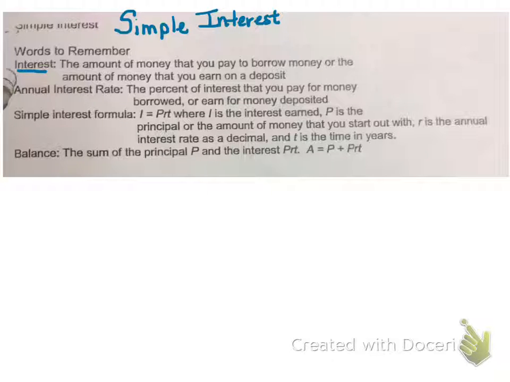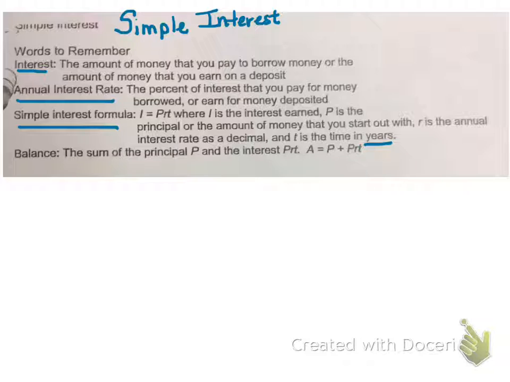There's an annual interest rate. They'll usually tell you that in the problem. This is the percent of interest that you pay for money borrowed or earned for money deposited. And then there's going to be a simple interest formula, I equals PRT, where I is the interest earned, P is the principal or the amount of money that you start out with, R is the annual interest rate as a decimal, and T is time in years.